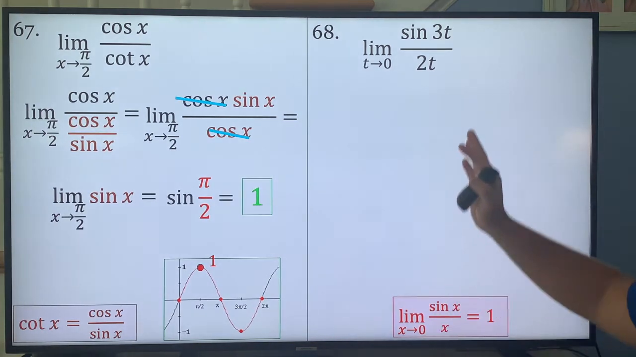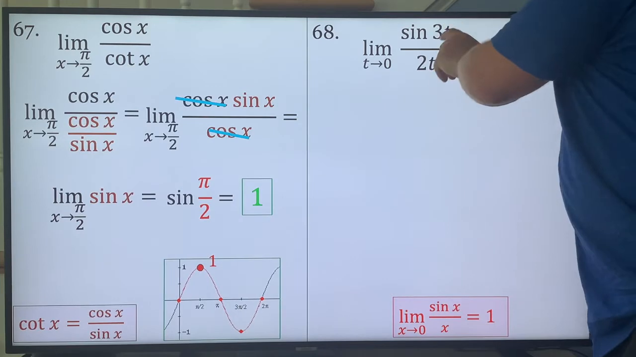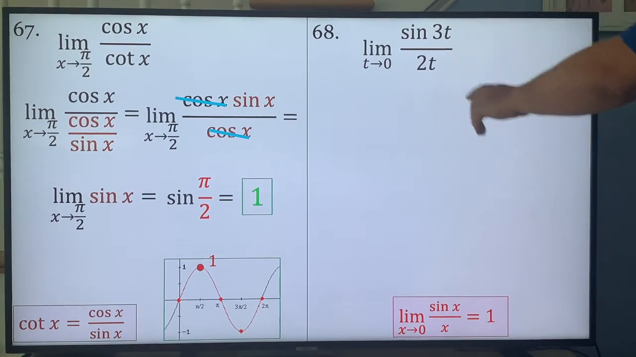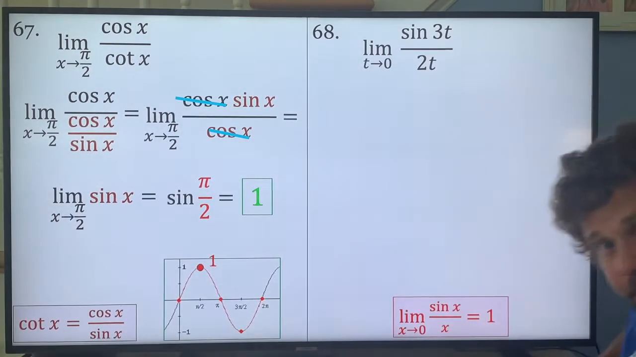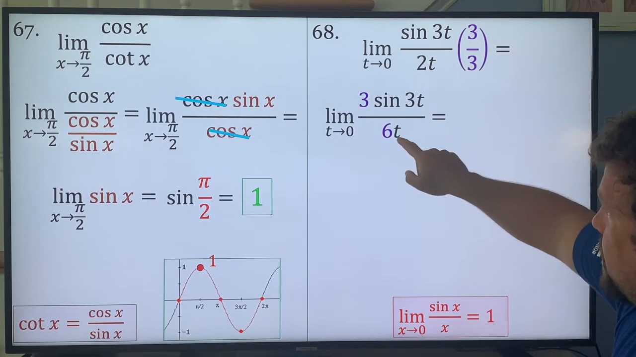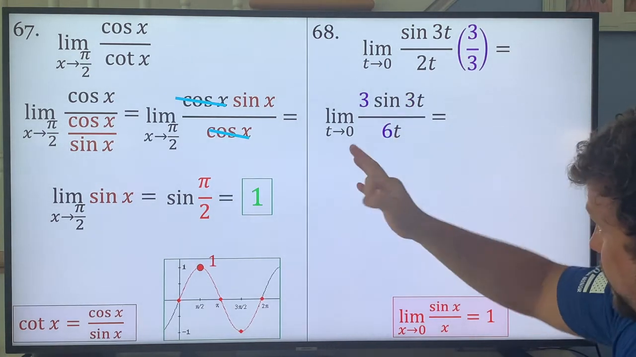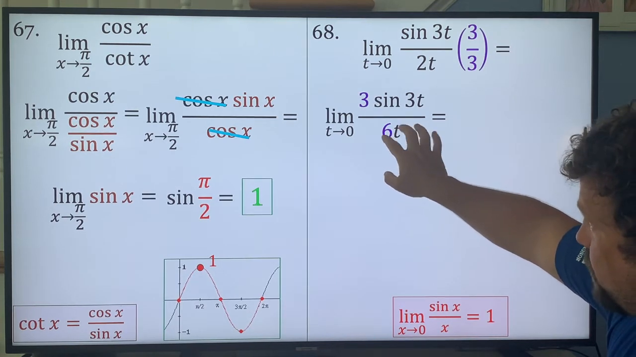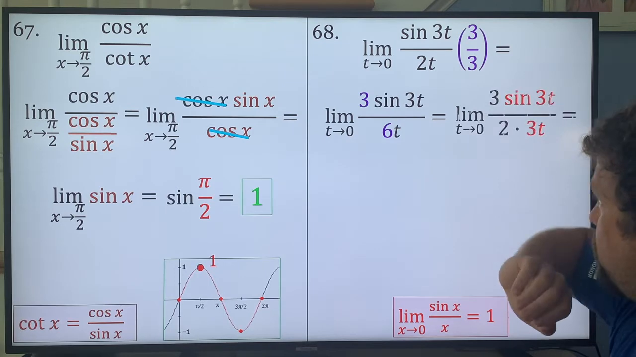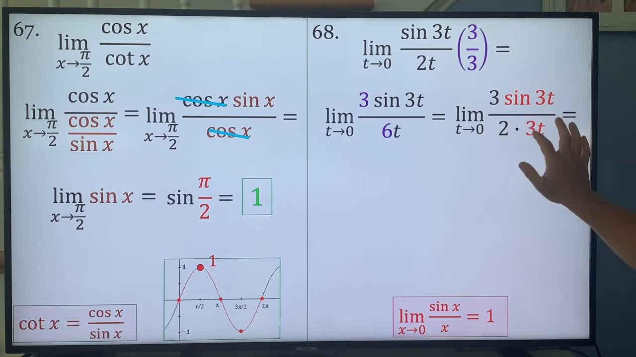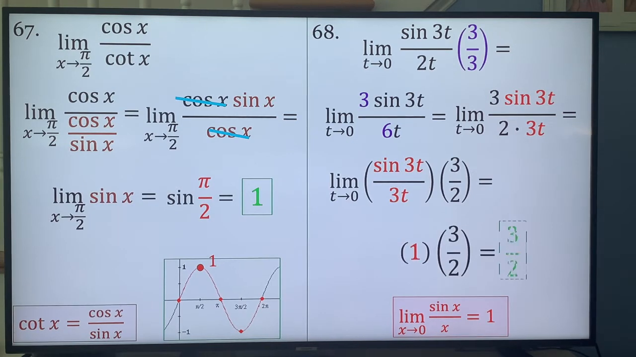A little more tricky. All right, now this one, we want the inside of the sine to be 3t to equal 2t. So what are we going to do? How do we get this to be a 3t? Anyone? You multiply both by 3 still. So you're left with 3 sine 3t over 6t. Now what do we want on bottom now? A 3t. So 3t times what equals 6t? How can we split this to get a 3t and a 2? 2 times 3 is 6. So now you're left with these two numbers and sine 3t over 3t because it's approaching 0. That becomes 1. 3/2 times 1 is 3/2.